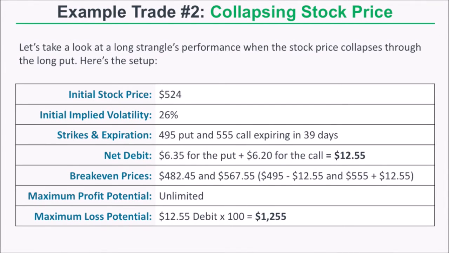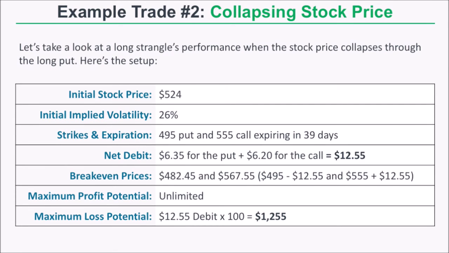Alright, in this next example, we're going to look at a collapsing stock price after a long strangle is initiated. So obviously that should be a very good thing for a long strangle position. So here's the setup. The initial stock price is $524. Initial implied volatility is 26%, and we're going to buy the 495/555 strangle that expires in 39 days.